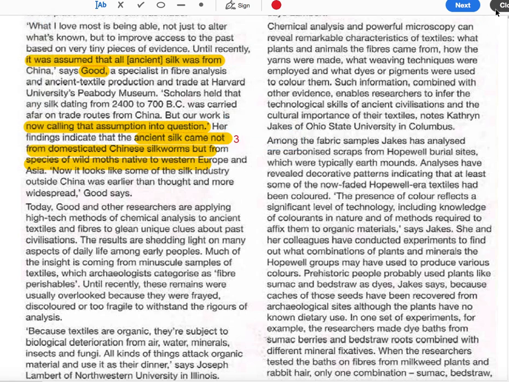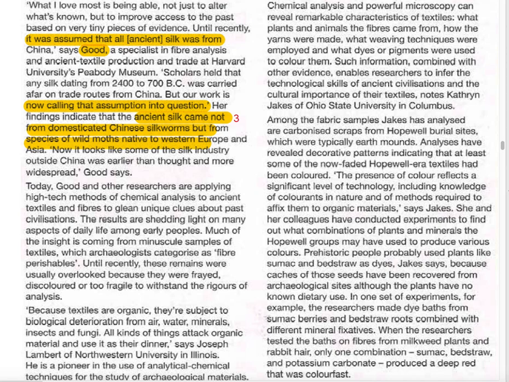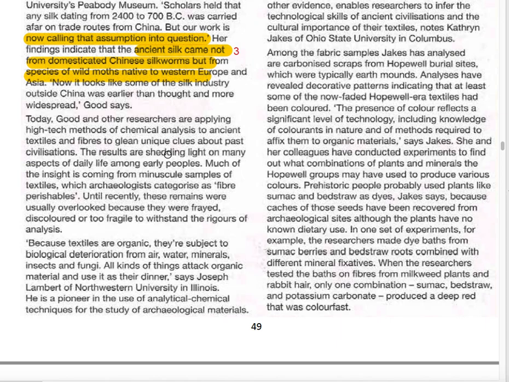Okay, next, let's go on. So, today, good researchers. Lots of shedding light on many aspects. Much of the insight. Ooh, minuscule samples. Look at this. Minuscule samples. Minuscule means very, very small. See how I focused in on that word? If you're level 7 or higher, you need to know these words.